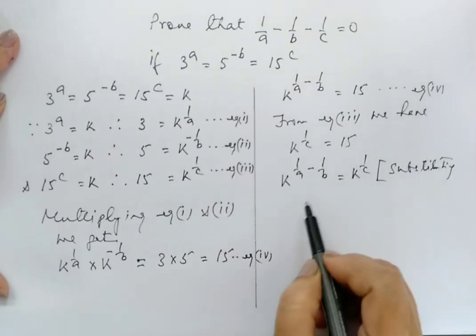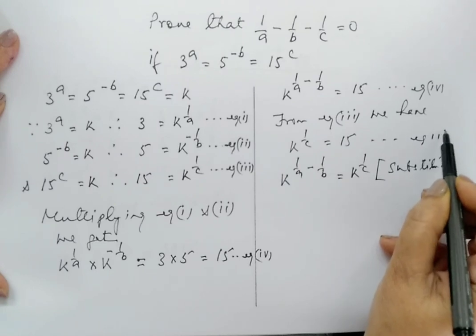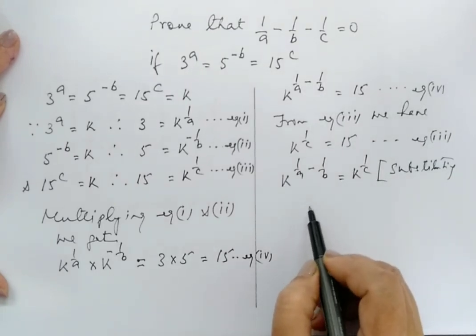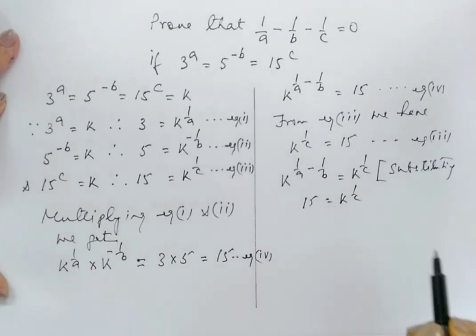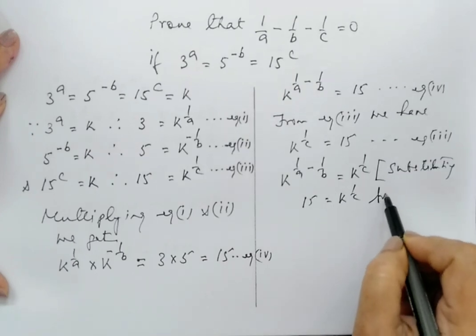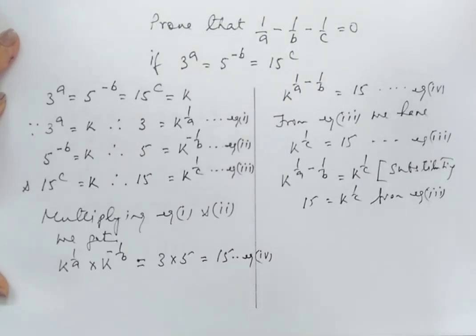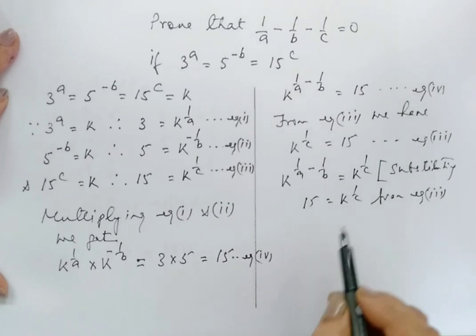Substituting, this is equation 3. It's a continuity. 15 equals k to the power 1 by c from equation 3. Alright, guys, so from here, what do we know?